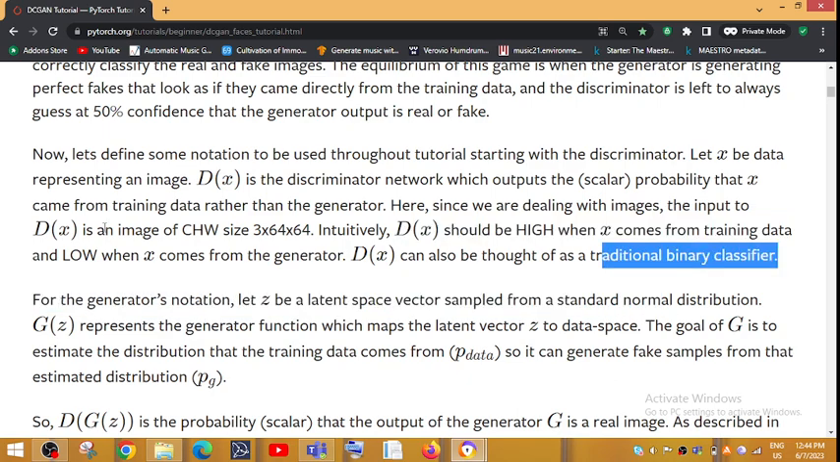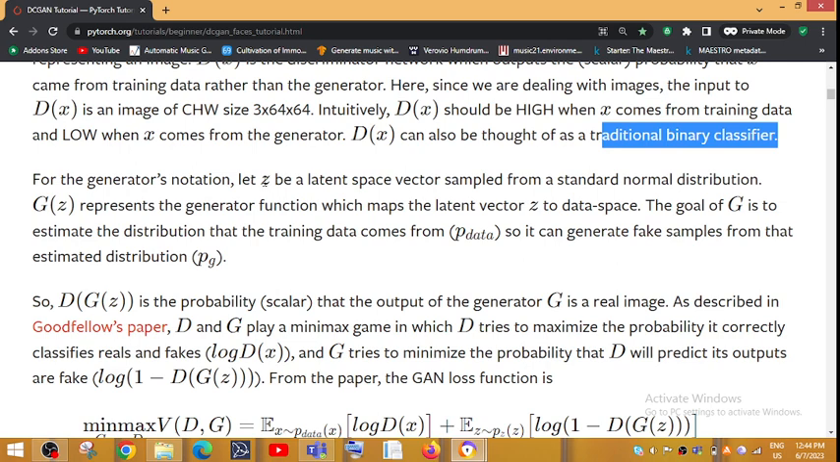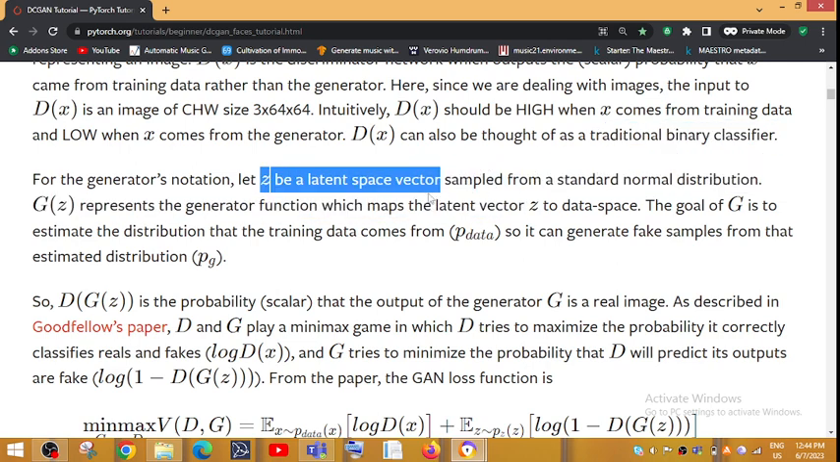For the generator's notation, let z be the latent space vector. Latent space means the original noise distribution we are giving, so that we can generate the image.